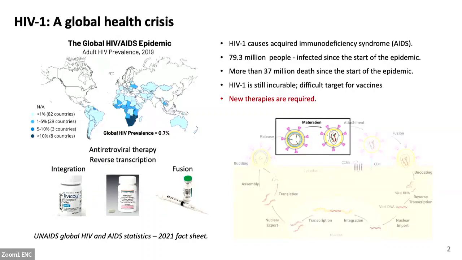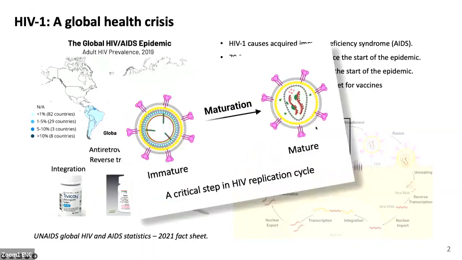In the HIV life cycle, to become infectious, the immature virions must undergo maturation. This is a really important step in the HIV life cycle. Despite years of research, there are still open questions about HIV maturation. So let's look at the maturation step.